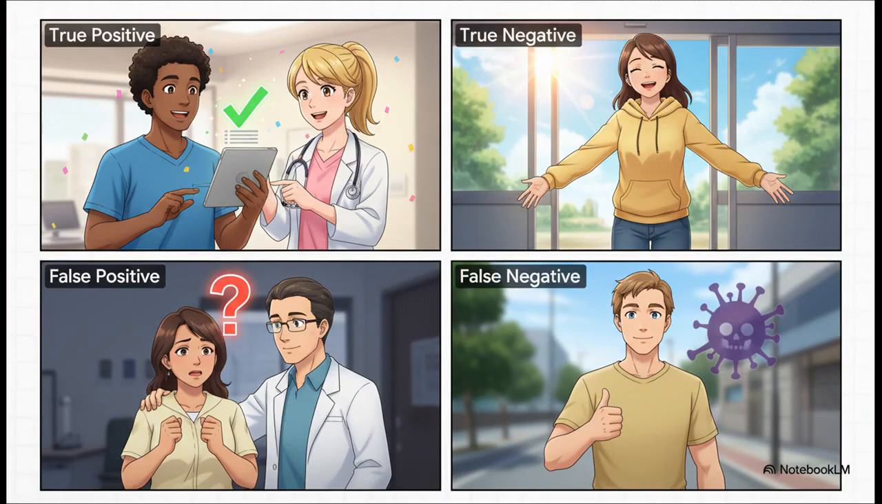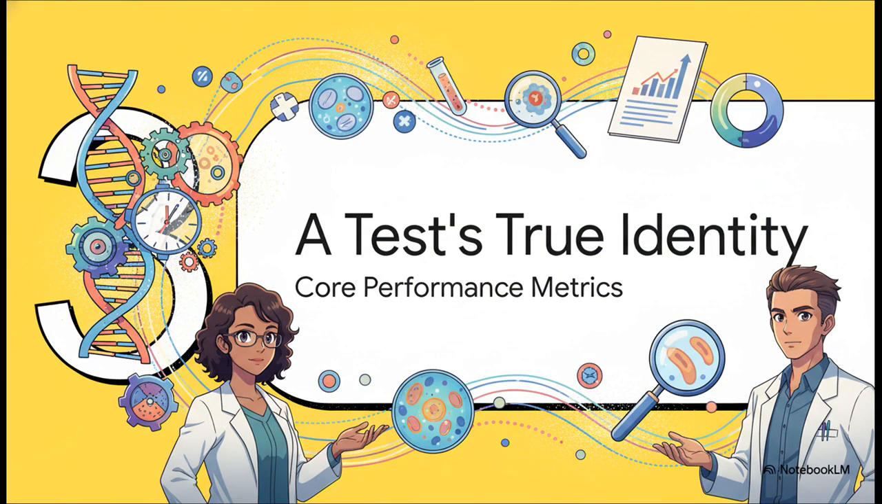The best way to think about these 4 boxes is as the 4 main characters in our little clinical story. You've got your heroes, the true positives and the true negatives. They got it right. Then you've got the villains. The false positives, well, they cause a lot of unnecessary stress and extra tests. But the false negatives, they're the most dangerous, giving people this false sense of security while a disease continues to go undetected.